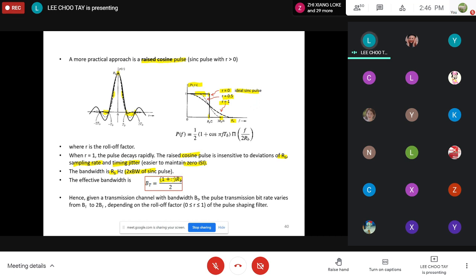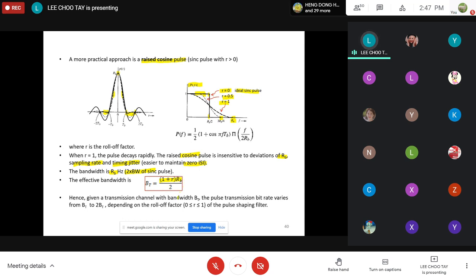What is R? R is our roll-off factor of our pulse shaping filter. If you use R equals 1, you send in a rectangular pulse, and the pulse shaping filter will give you a raised cosine pulse with R equals 1, so the response is going to be like this. Using this equation, R equals 1, 1 plus 1 is 2, 2 over 2, that gives us a bandwidth of RB.